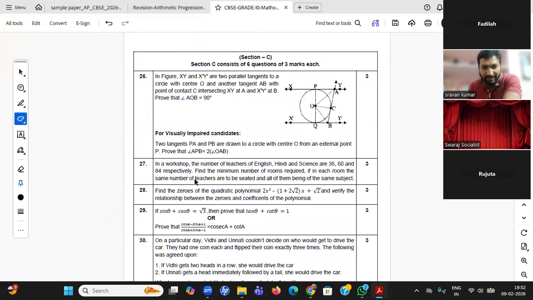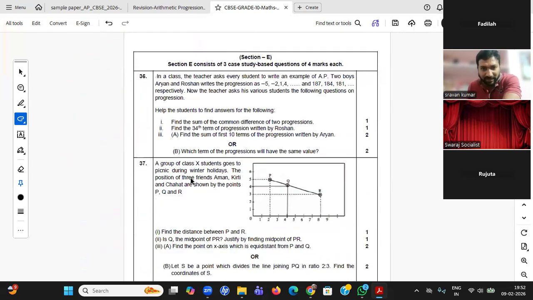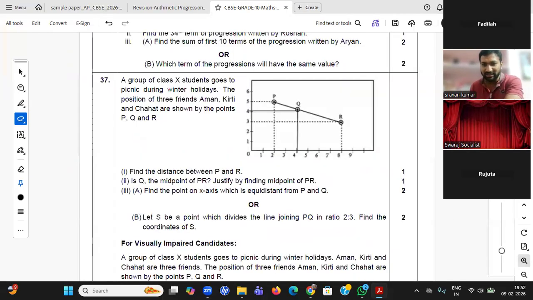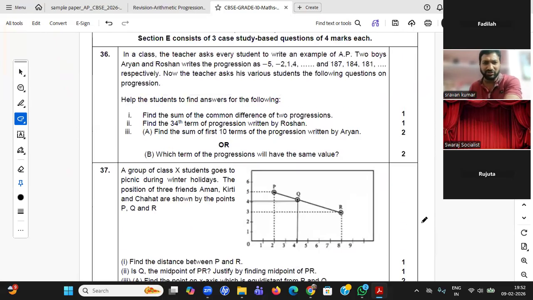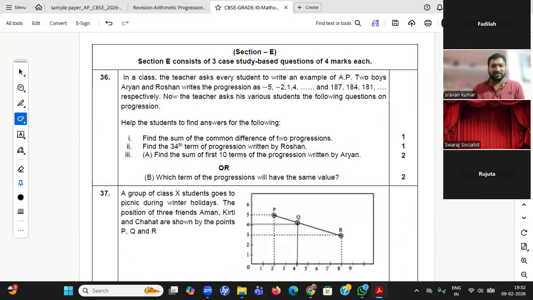Okay, students. So let's first go for the case-based question. Do we have a case-based question? Yes, I have seen this question, students. We have done much more complex questions than this. In a class, a teacher asks every student to write an example of AP. Aryan has written this. Roshan has written this.